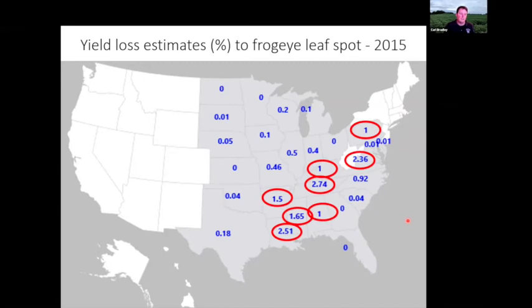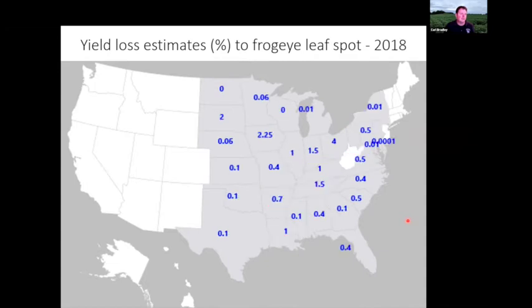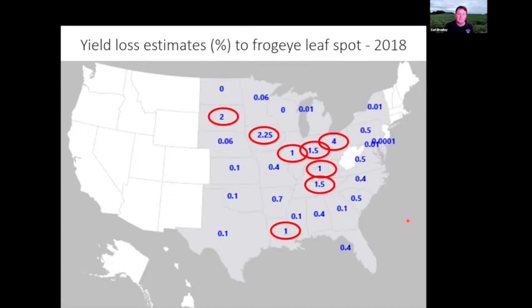2015, a little bit more widespread. You can see some of the Atlantic coast states are involved, but then we jump up to 2018, and you can see that's really starting to affect a lot of northern states. You can see South Dakota and Iowa there with pretty decent losses considering the amount of soybeans that are grown in those states.